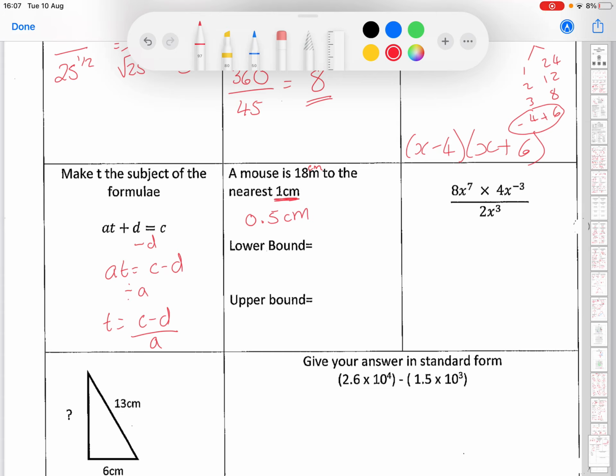Correct in here is centimeter. So we need the upper and lower bounds. So whatever we're rounding to, we half that. So it's going to be half a centimeter. For our lower bound, we're going to subtract it. So I'm going to go 17.5 centimeters. And our upper bound, we're going to add on. So 18.5 centimeters.